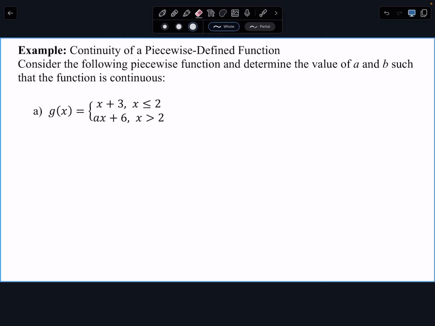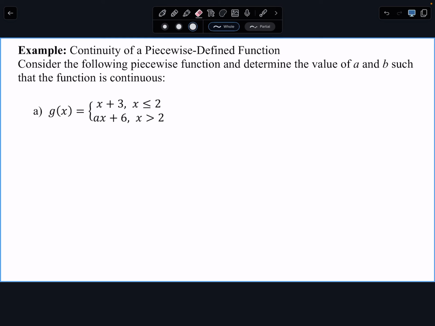So we're going to consider the following piecewise functions and determine the values of a and b such that the function is continuous. This first one, there's no b, but we're looking at a piecewise where each piece is linear, right? The graph of each piece would represent a line, and over all real numbers, each piece would be continuous. But because it's a piecewise, there could potentially be a point of discontinuity where the domain of each piece switches.